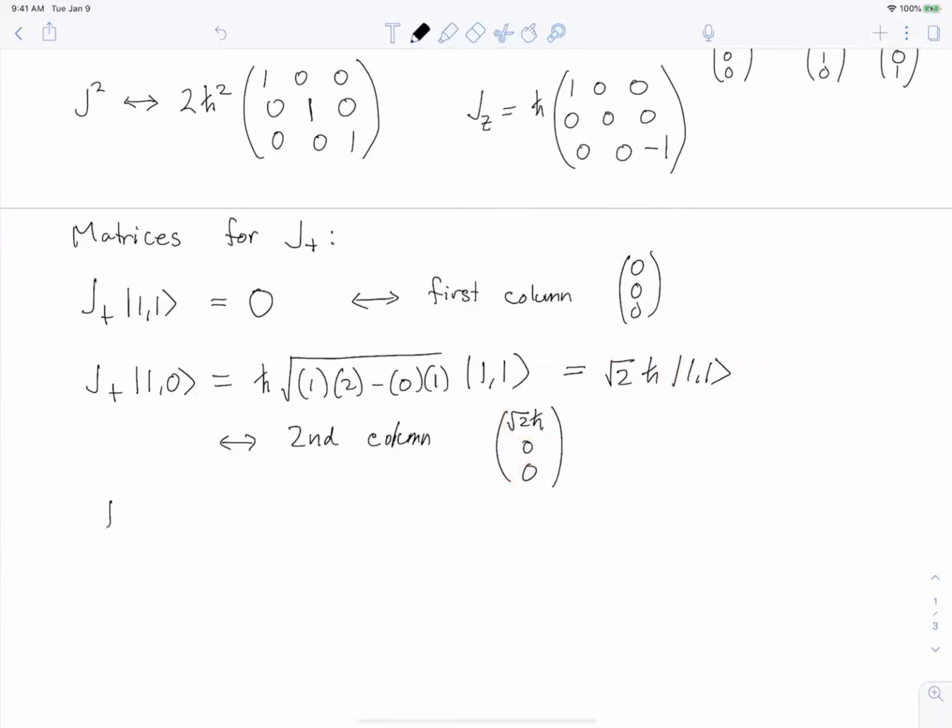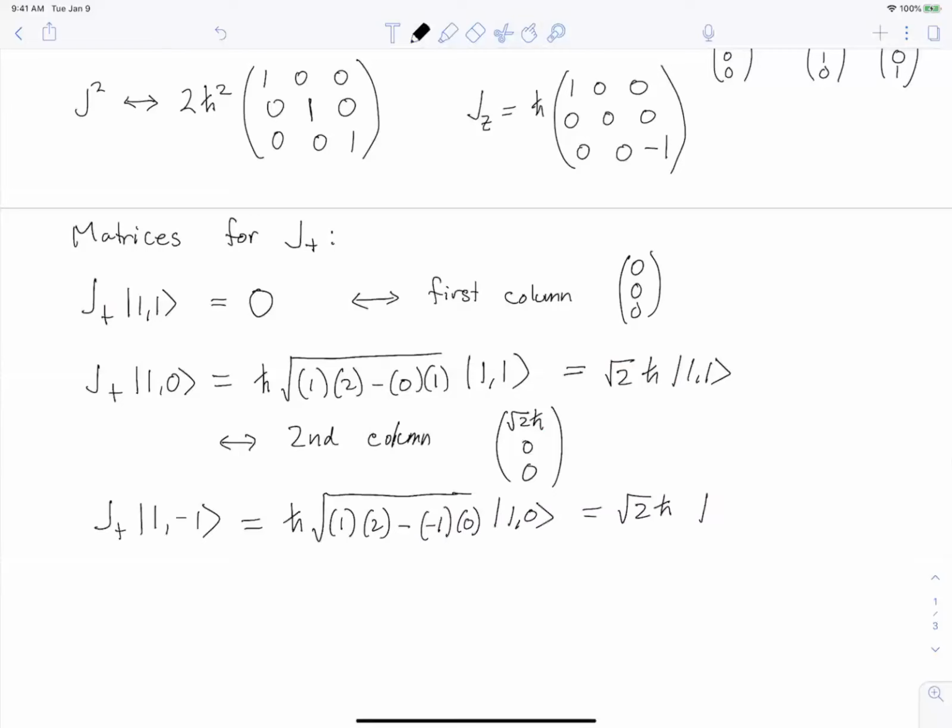Okay, and then finally we have j plus on 1, minus 1. And again, you plug into the formula. The first term is always the same. It's 1 times 2. But now it's minus negative 1 times 0, acting on 1, 0. So that's square root of 2 h bar, 1, 0. And that tells us that the third column of this matrix is 0, square root of 2 h bar, 0.